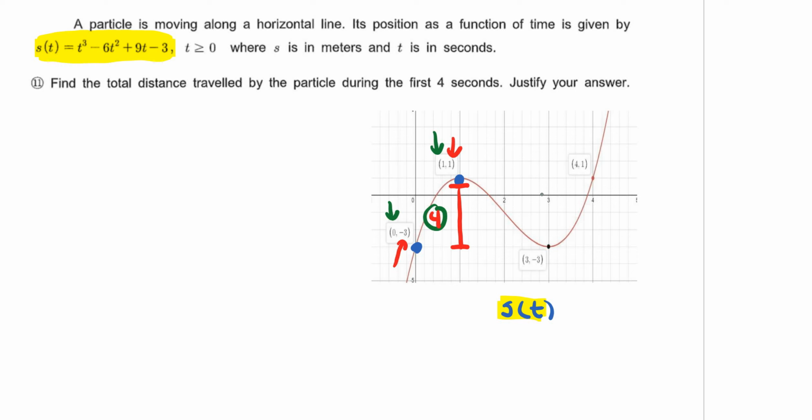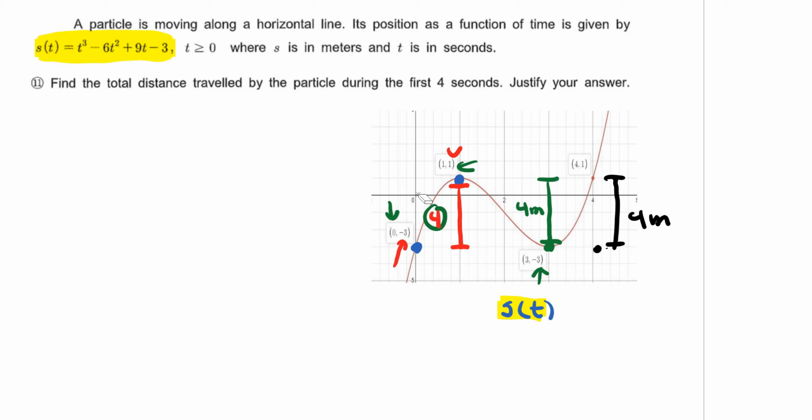And then take a look at the next point here. I go from x equals 1 to x equals 3. And what's this distance here? Well, from negative 3 to positive 1, that's another 4 meters, right? And then if I go from here all the way back up to there, that's another 4 meters. So 4 plus 4 plus 4 is going to be 12 meters.